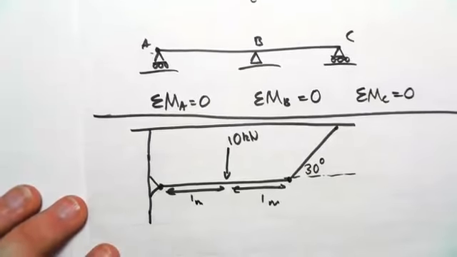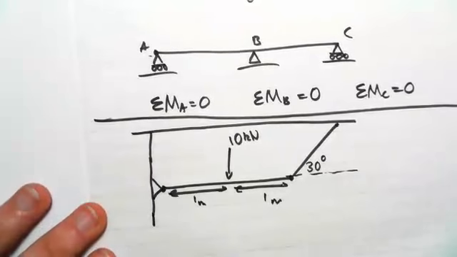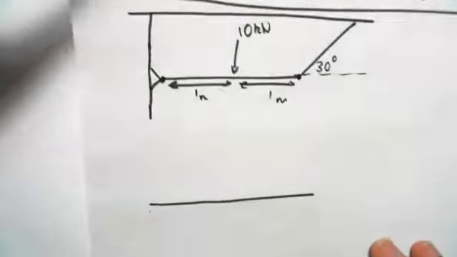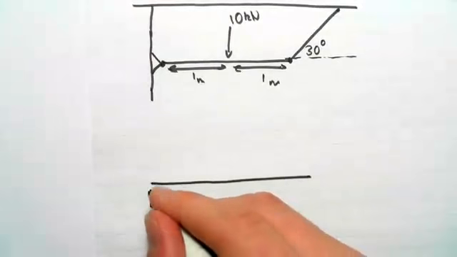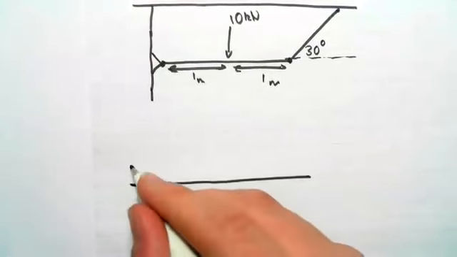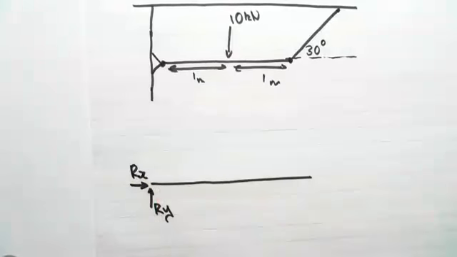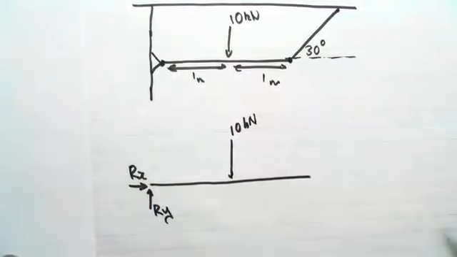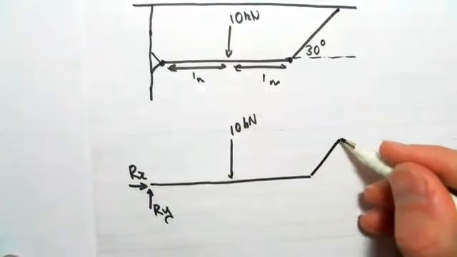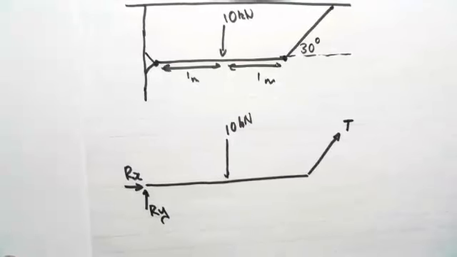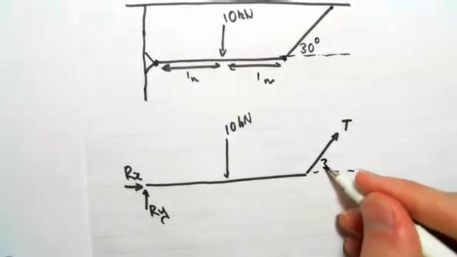Okay. So first we want to do a free body diagram. Since it's a pin joint, we'll have the Ry and Rx there. We have 10 kilonewtons here, and we also have this tension force here. Okay, so this is a free body diagram. I'll just write in this 30 degrees.